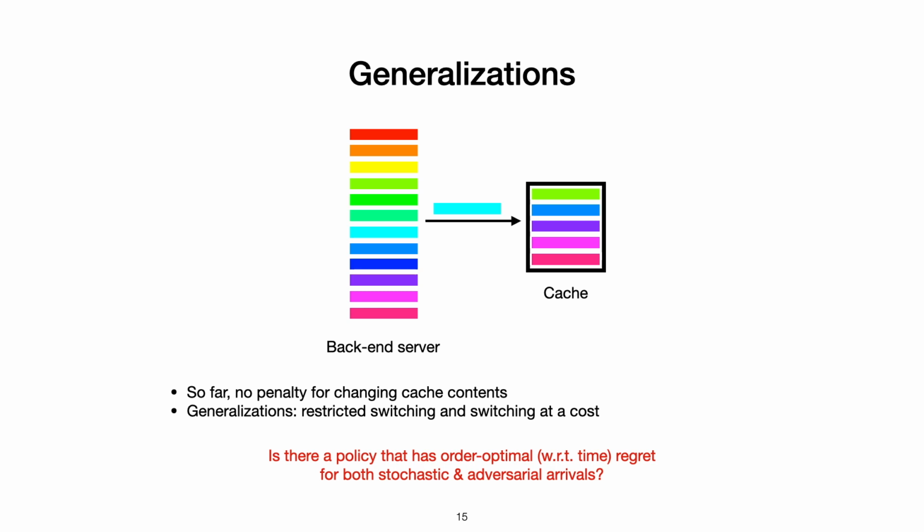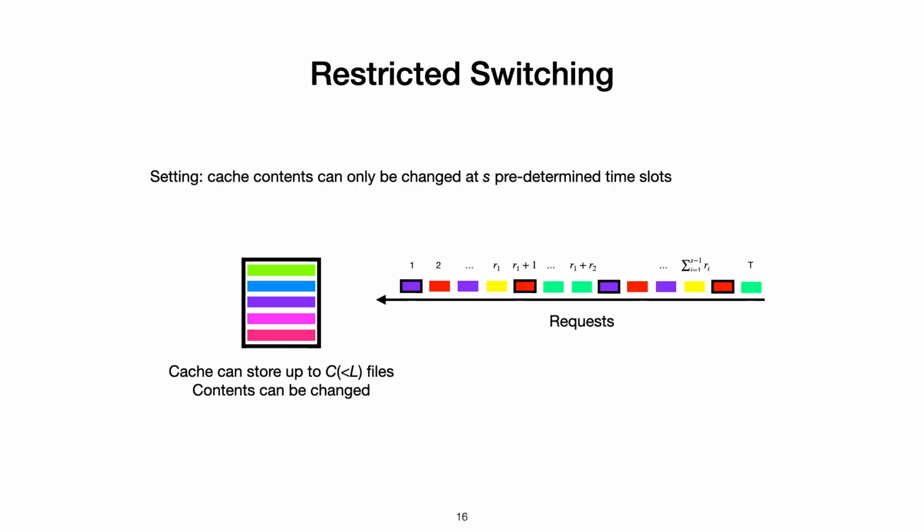Our goal remains the same. We want to find a policy that is simultaneously optimal for stochastic and adversarial arrivals. In the first generalization, we impose the constraint that the cache is allowed to change its contents only at S predetermined time slots. That is, the cache is allowed to change its contents at time slots 1, R1 plus 1, R1 plus R2 plus 1, and so on.